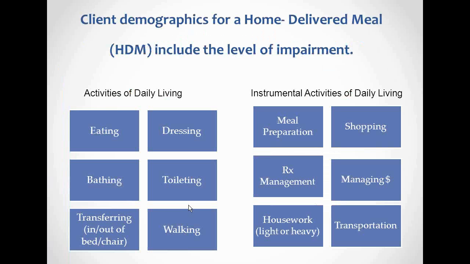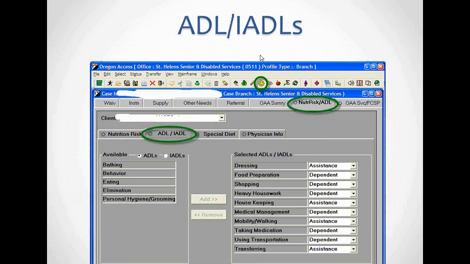Now, next we're going to look at ADLs and IADLs, the client demographics. Your activities of daily living are eating, dressing, bathing, toileting, transferring in and out of a bed or a chair, and walking. The instrumental activities of daily living are your meal preparation, shopping, medication management, managing your dollars, housework, light or heavy, and transportation.